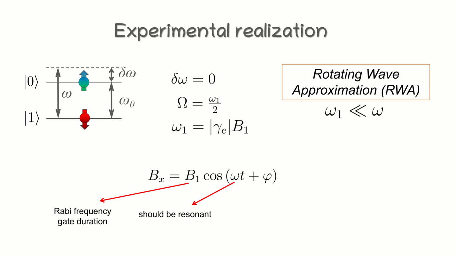The frequency of the applied field should be resonant. Omega should be equal to omega 0. If you want to perform a quantum gate, for example X or Y, you choose the phase because it defines the rotation axis, and fixed time so that big omega t is equal to pi.